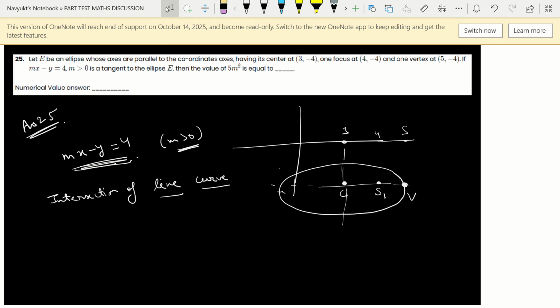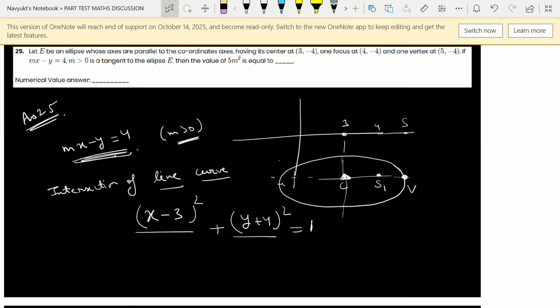So for writing the equation of the ellipse, let's start. We have the center, right? How much is the center? (3, -4). So (x minus 3) whole square upon, plus (y plus 4) square upon, equals 1. We just need the a square and b square values to fill here. Now, the value of a we automatically have, because for any ellipse, standard or general, the distance from vertex to center is a. And this is how much? 2. So the value of a square is 4. We can simply fill it here.